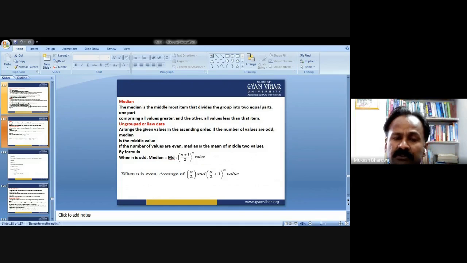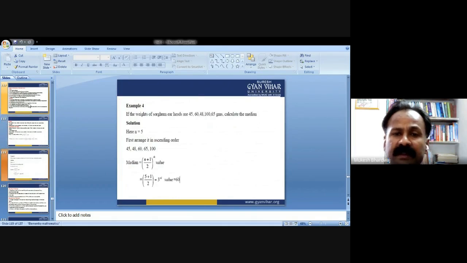One thing to note: for an odd series, when the number of values is odd, the median is a data value itself present in the series. But when an even number of data is given, you need to take the average of the n by 2 and n by 2 plus 1 position data, and that value will not necessarily lie in the series of even data provided to you. Example: if the weights of sorghum ear heads are 45, 60, 48, 100, 165 grams, calculate the median.